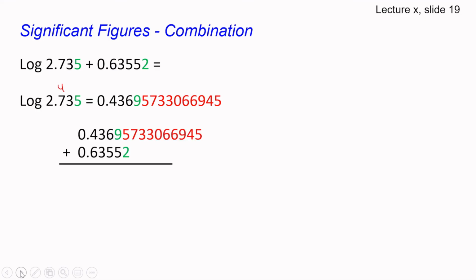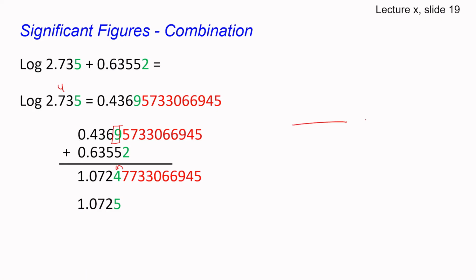So now we're going to add it to the other number. You can see that our largest uncertainty is here. There's the 9. So that transmits down to the 4. And of course, this 7 will have us round. And our answer will be 1.0725. And these are the basics of significant figures. What a significant figure means. Remember, it's all the certain digits plus the first uncertain digit. And this is the math that you're going to need for this course.